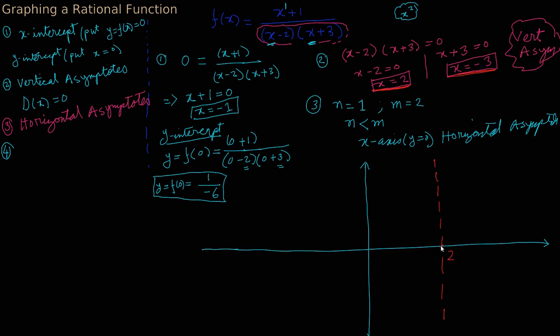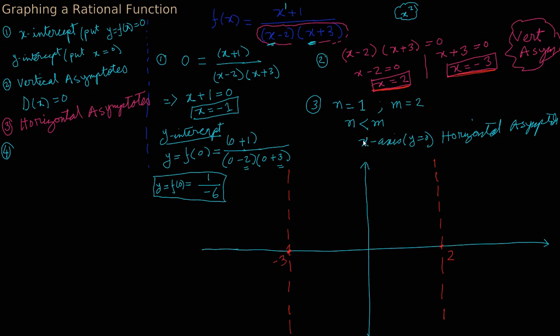Okay, now I want to plot the other vertical asymptote at x equals negative 3. So this is my other vertical asymptote at x equals negative 3. All right, so we are done with the vertical asymptotes.